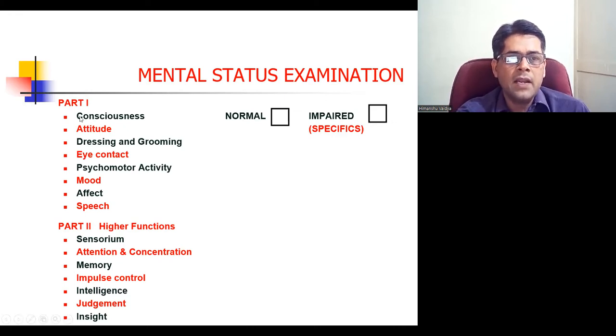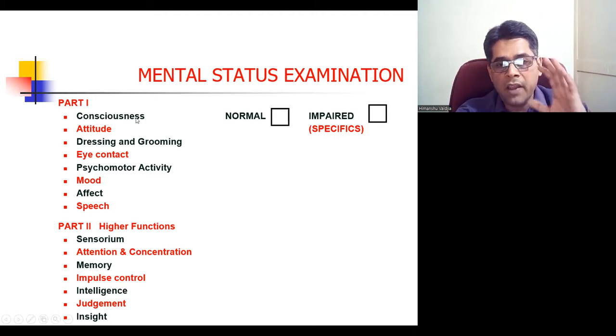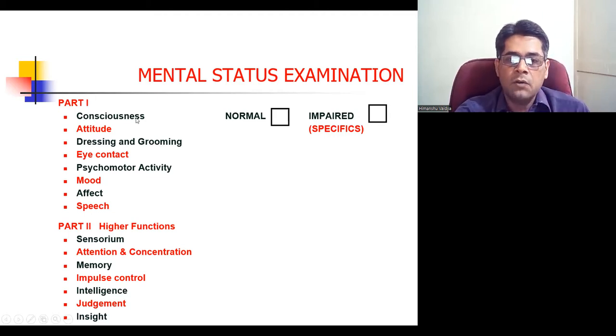So first element in mental status examination is consciousness. Was the person aware in front of you, or was he drowsy? Was he feeling sleepy? If he is normal, you say normal, the story ends here. If he is not normal, then you tick mark here and then give details that the person was drowsy. Maybe because he was not feeling well for some time, or he has taken some medication, the side effect of which is drowsiness. Whatever it is, details we mention.